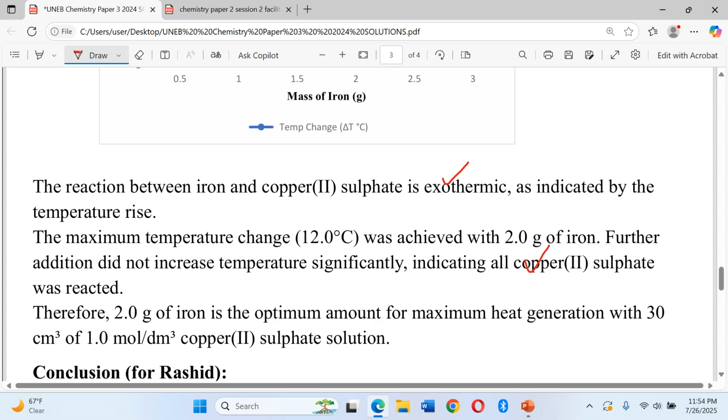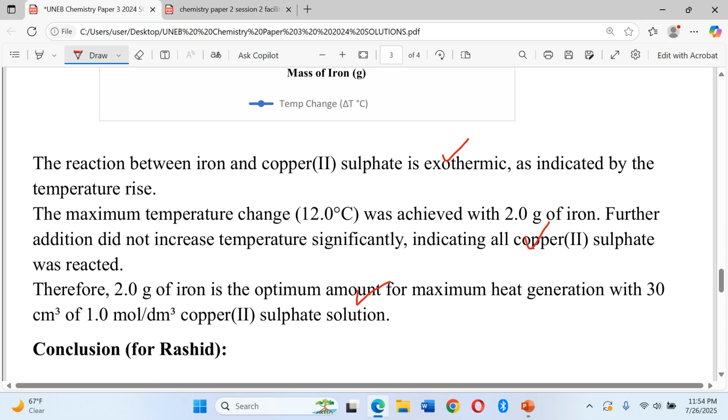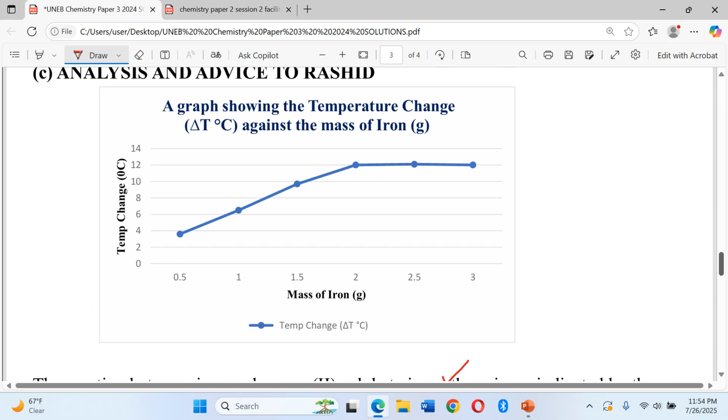Are you seeing that? At that point, which means 2 grams of iron are the ones which were needed to react all the copper(II) sulfate, which was present in 30 cubic centimeters. Actually, it is here that therefore 2 grams of iron is the optimum amount for maximum heat generation with 30 cubic centimeters. That is good. That was a very good analysis using our graph.